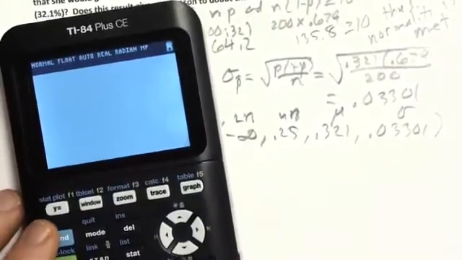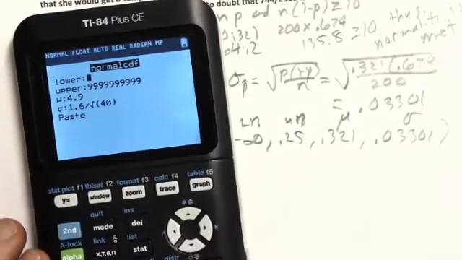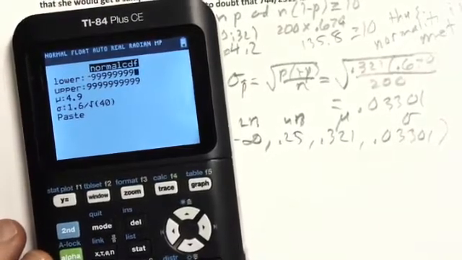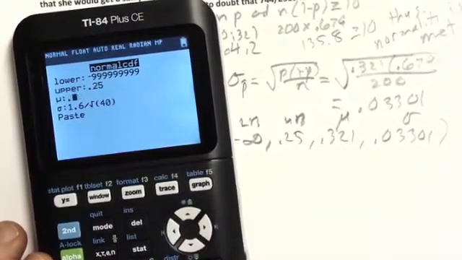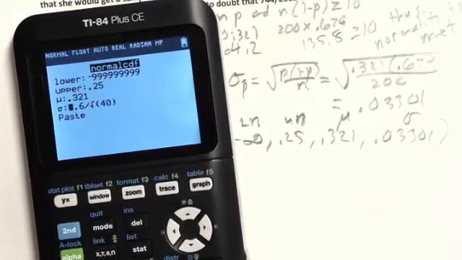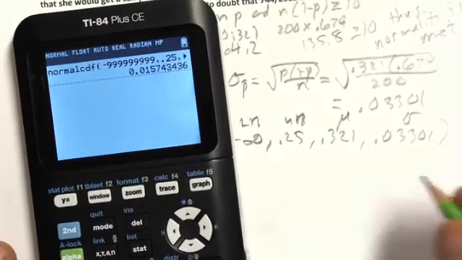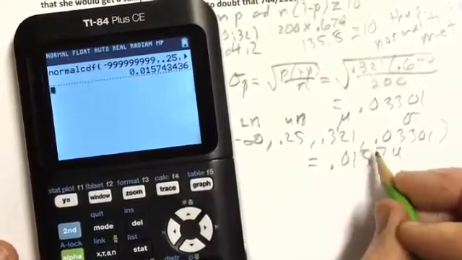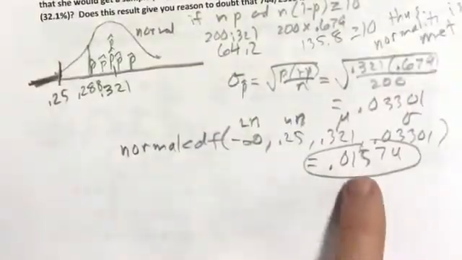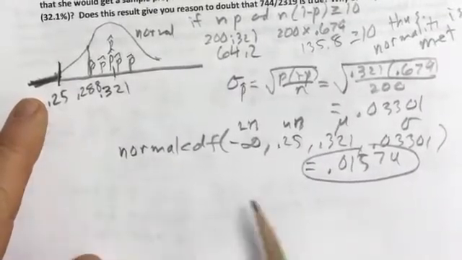We'll go second VARS, which is distribution, normal CDF. Our lower bound is negative infinity, so I'll just go negative 9 billion or something, and then 0.25. That's our upper bound. Our mean is 0.321, and our standard deviation we'll just enter as 0.03301 about. And that is equal to 0.01574.